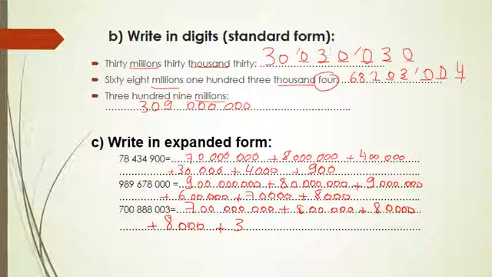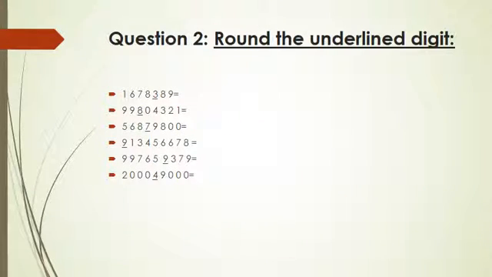Yes. So question 2, I need to round the underlined digit. To remind you, rounding means I have to look at the number just before the underlined digit. If it is 5 and above, I add 1. If it is less than 5, I do nothing. In both cases, all the digits to the right should be 0. All the digits to the left remain the same.